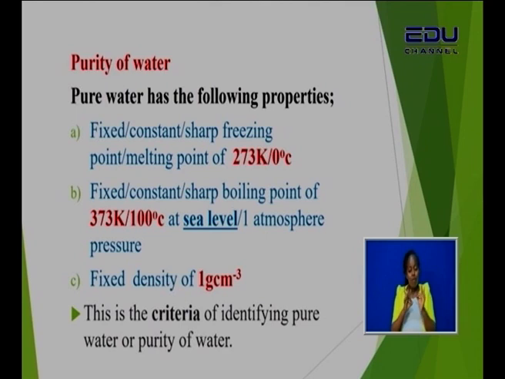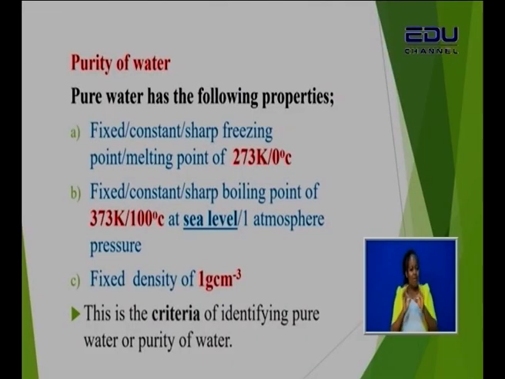Number one is to determine the density. The density of pure water should be 1 gram per cubic centimeter. That's pure water. Then you boil it. You boil it at sea level. Sea level means 1 atmosphere.